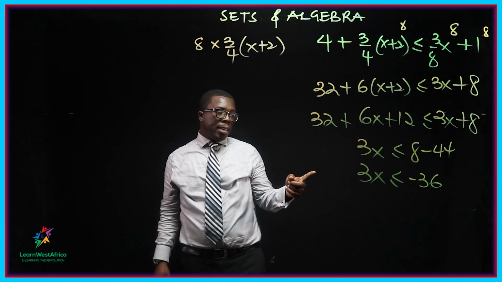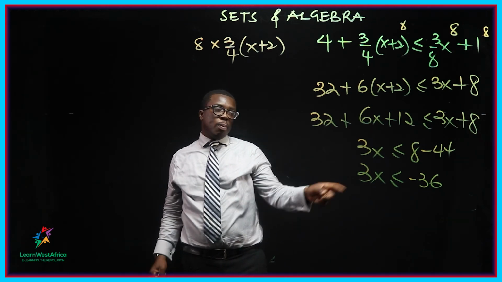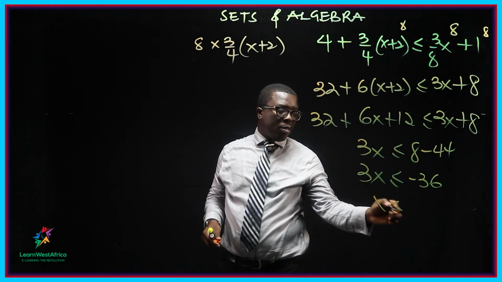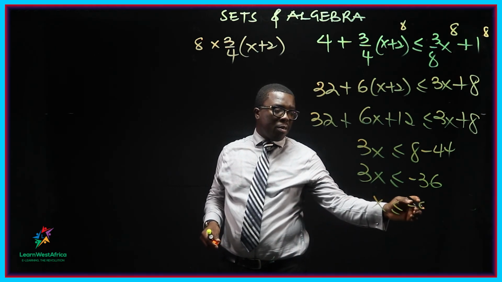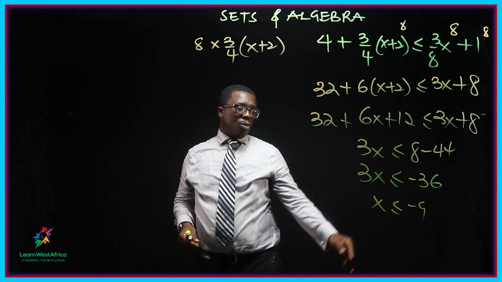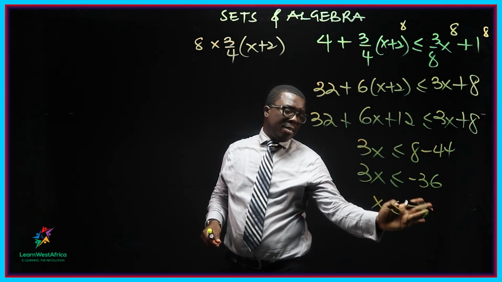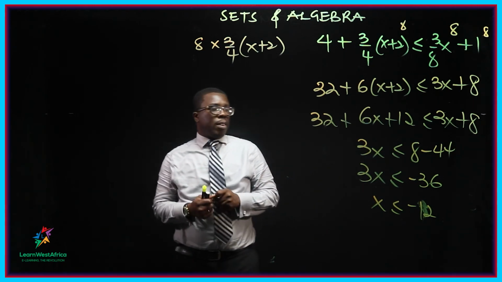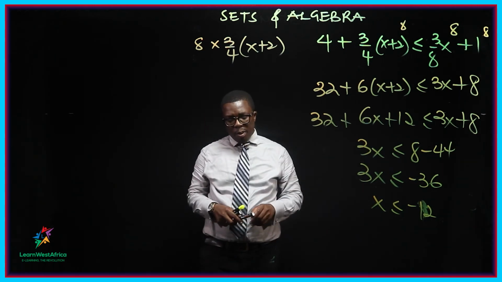So when you have 3x less than or equal to minus 36, your x is going to be less than or equal to minus 12. 36 divided by minus 12.